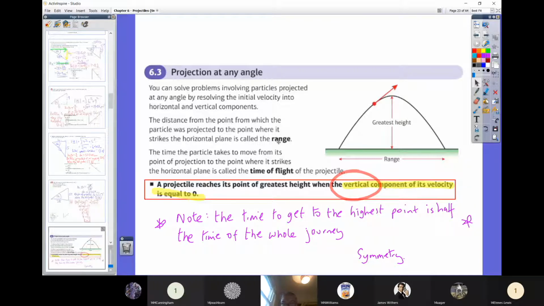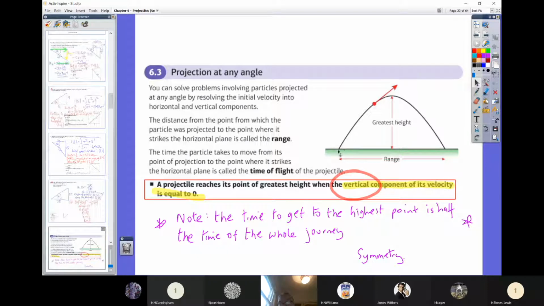A bit of terminology here. The horizontal distance you travel, so not the total distance the ball's gone, but if you launch it from there on the left and it lands over on the right, then that horizontal distance is called the range. And obviously the greatest height is the greatest height, no big deal there.